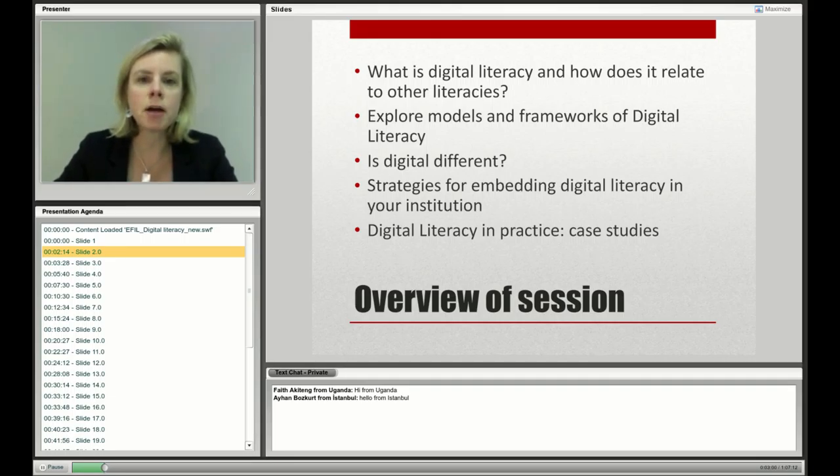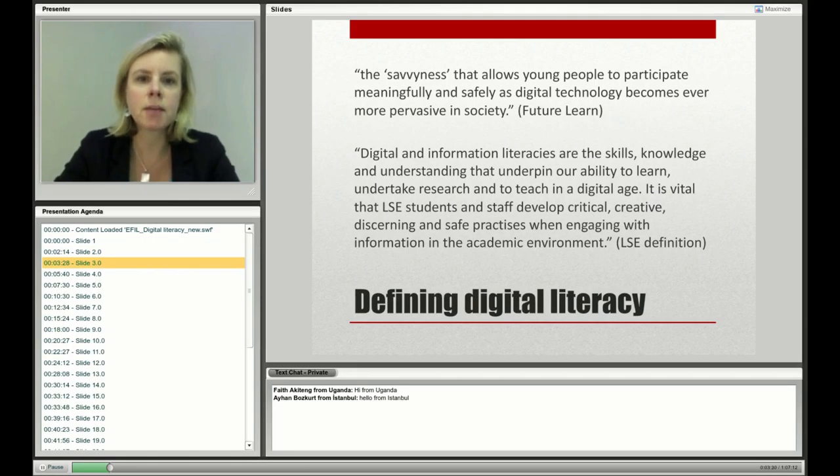And we'll have a bit of a think about why digital and what might be different, and then hopefully look at some practical ways you can think about embedding digital literacy in your institution, in your organisation, and a few case studies that might give you some examples. Mainly based on some examples I know from the UK, but it'd be great to hear about other examples people have. Okay, so let's start by having a think about what the term might mean.